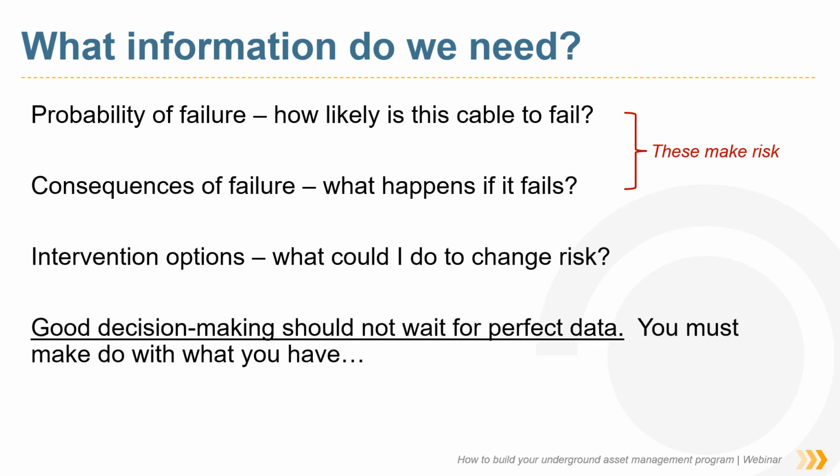The most obvious examples are, you could replace the cable, or you could rejuvenate the cable. And either of those is going to reduce the probability of failure and reduce the risk. So those are things that you might be interested in doing. A word about this data. I'm going to talk a little bit more about what this data is going to look like.